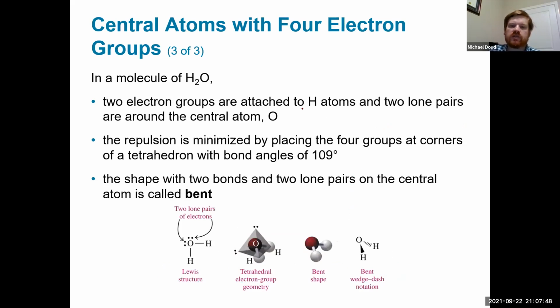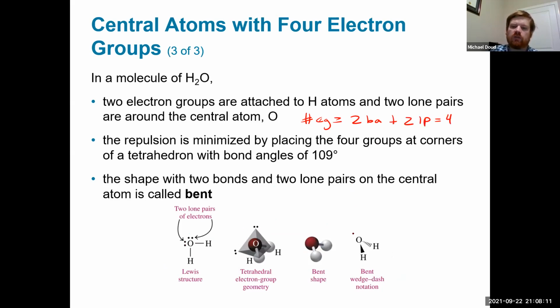Okay, so finally, that leaves us with water. Of course, we always come back to water. For water, we have our central oxygen here. And the number of electron groups there, we have 2 bonded atoms. That's the 2 hydrogens, 1, 2. And then we have 2 lone pairs on the central atom. So 1, 2. So again, a total of 4, meaning our electron group geometry is still tetrahedral.